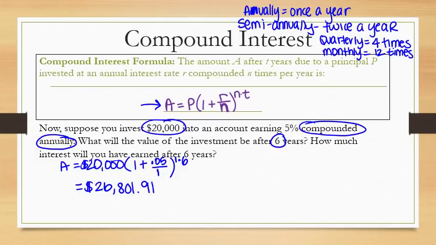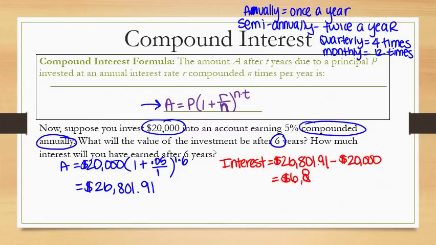So what does this mean for how much interest this account's earned? Well, the account ended with a balance of $26,801.91. It started with an amount of $20,000, so the amount of interest that this earned was $6,801.91. When you compare that to the last problem, that was just simple interest, where they only earned $6,000 in interest in that 6-year period. Now you can see they've earned an extra $801 on top of that.